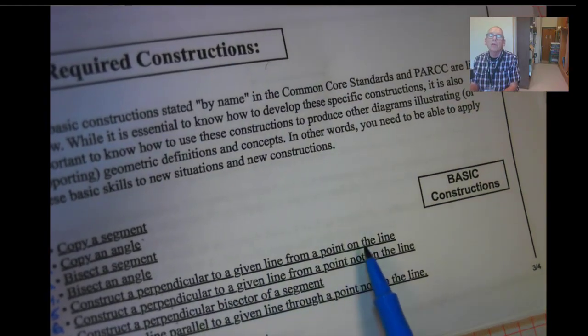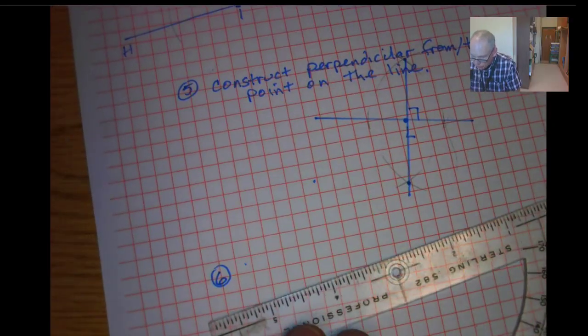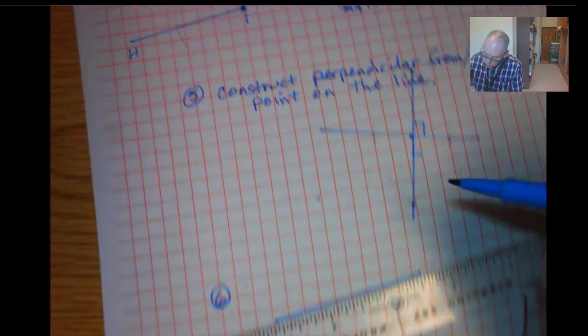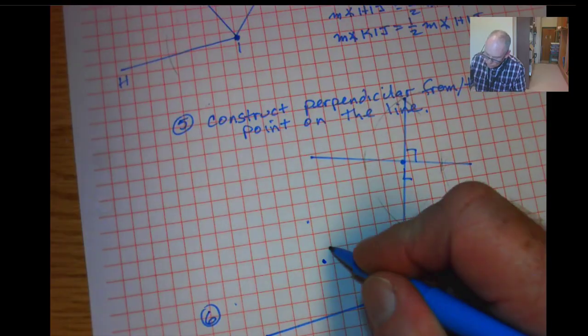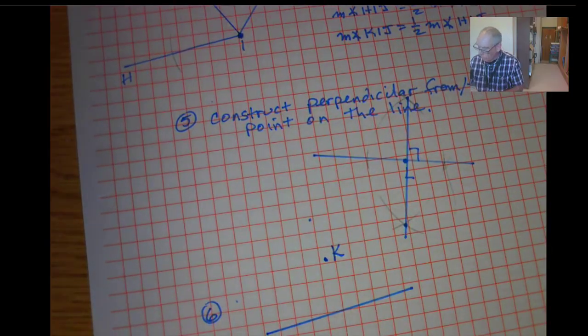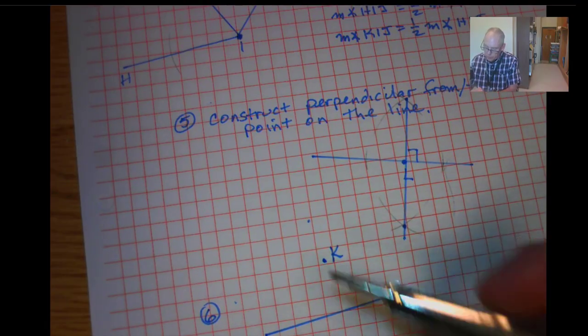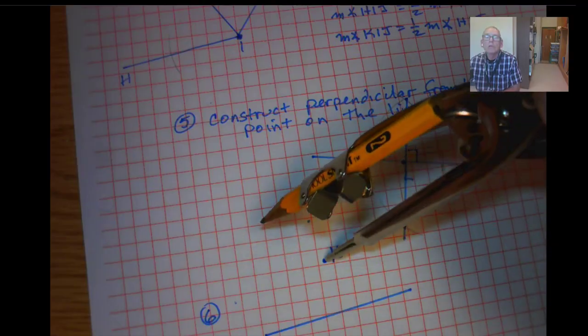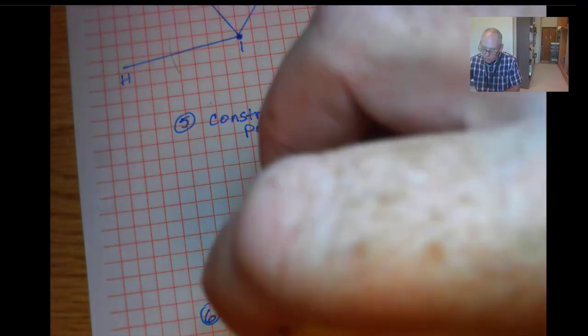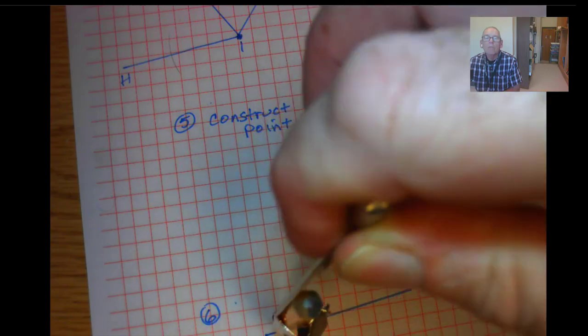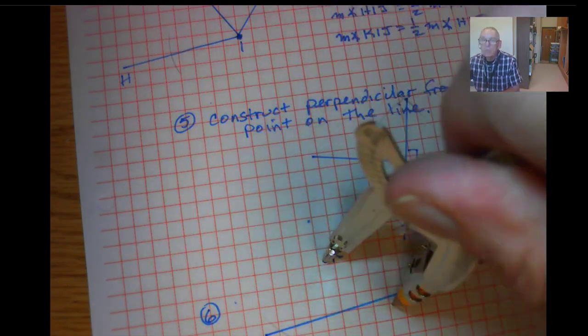Our next construction: construct a perpendicular to a given line from a point that's not on the line. So I'm going to construct a segment, and I'm going to put a point up above it. And then I'm going to use that point that I have labeled K, and I'm going to strike 2 arcs on the line. And what that's really doing is finding 2 points that are equidistant from K on that line that we want to draw the perpendicular to.